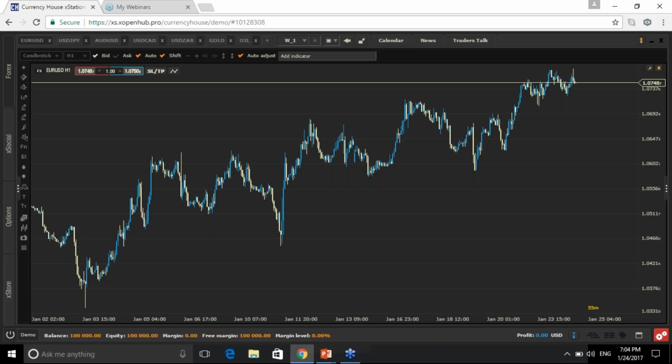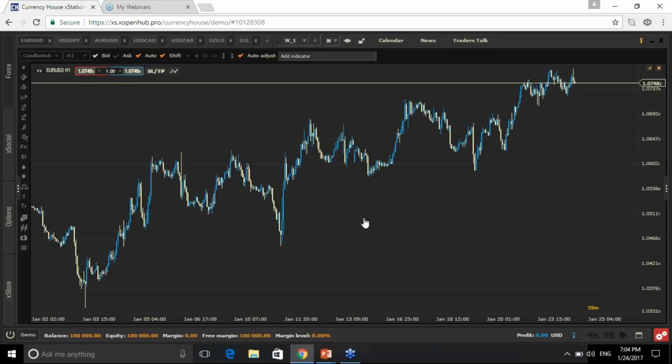And today we'll start from Euro US dollar, which is the most popular, most heavy volume traded currency pair, and we start from 1 hour chart. We definitely can see here an uptrend which started almost from the beginning of this year.